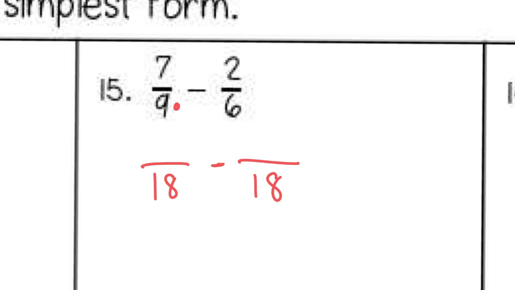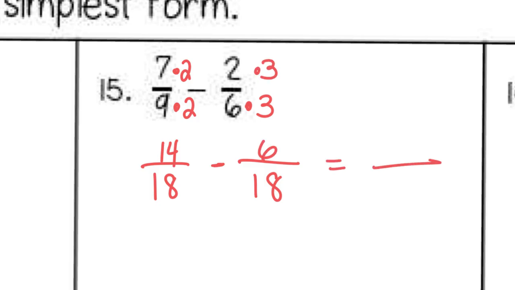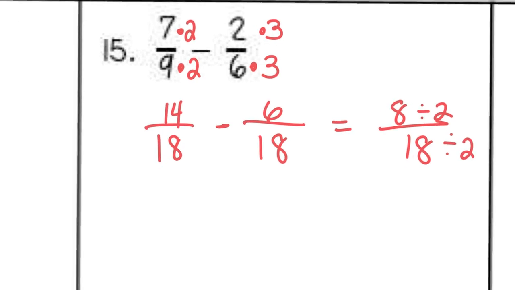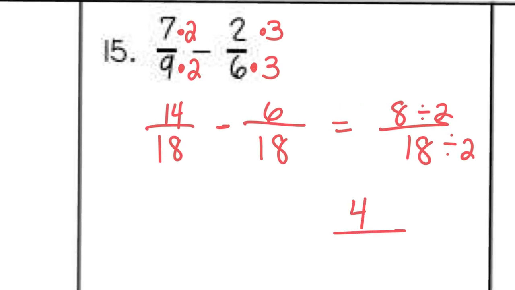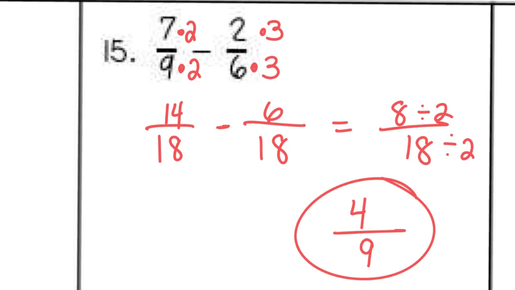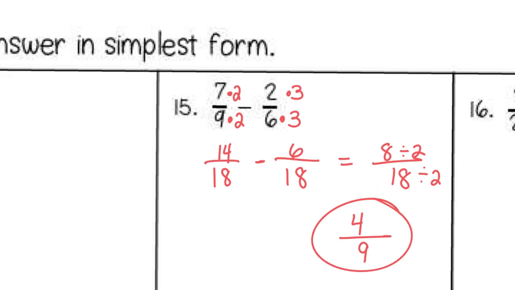What do I multiply 9 by to make it an 18? Do that to the top. We get 14, right? What do we multiply 6 by to make it an 18? Multiply the top by the same number. We get 6. What is 14 minus 6 now? I'm not adding, this time I'm subtracting. 14 minus 6 is 8, out of 18. And can I simplify that? I could divide both of those by 2. What is 8 divided by 2? And 18 divided by 2 is 9, and 4/9 is as simplified as it gets. So same rules for adding versus subtracting, correct?